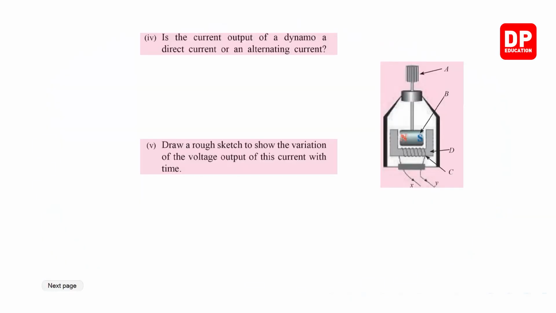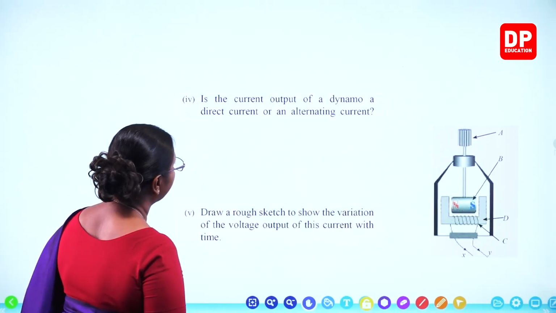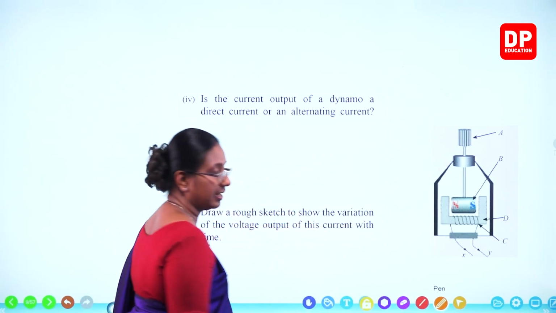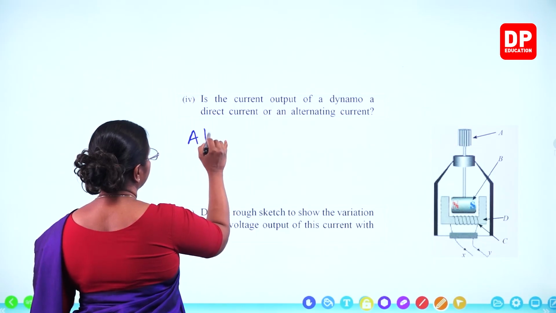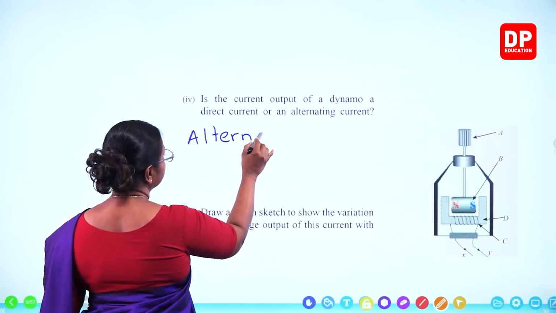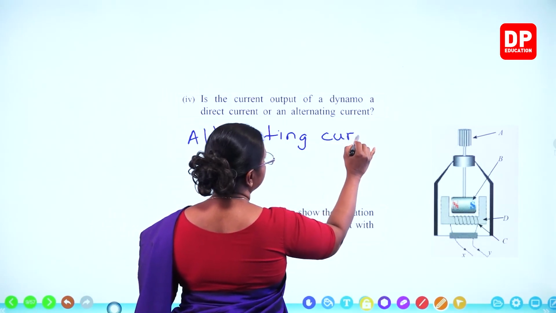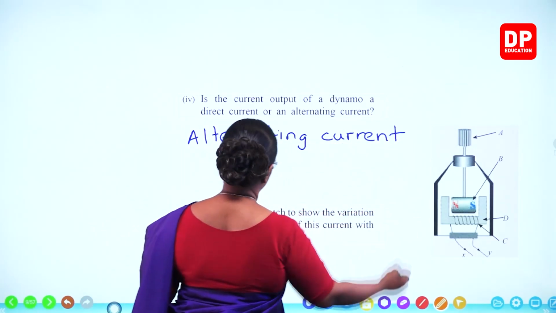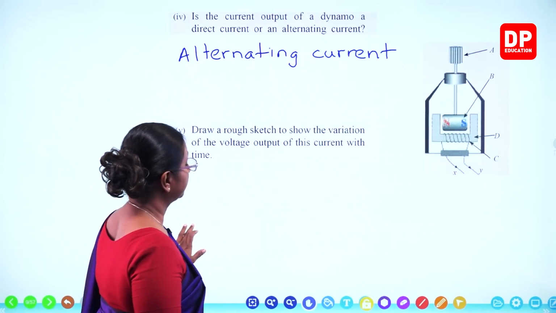Here we have the fourth part of the same question, so the same diagram. Is the current output of a dynamo a direct current or an alternating current? What is it? It is an alternating current.